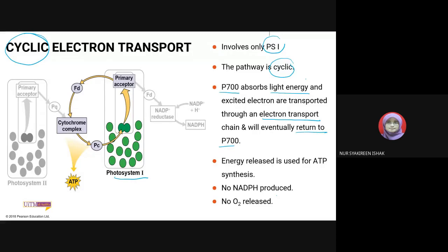Okay. So the energy released is used for the synthesis of ATP only. Okay, it only produces ATP and no NADPH is produced and no oxygen is released. That is cyclic. Okay, cyclic electron transport or cyclic photophosphorylation. The transfer of electron along ETC back to photosystem 1 balik semula releases energy to synthesize ATP during chemiosmosis. Okay.